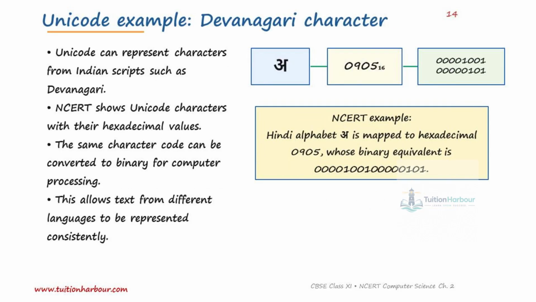Unicode can represent Indian scripts such as Devanagari. NCERT gives the example of the Hindi character A. It is mapped to hexadecimal 0905, which can then be represented in binary for computer processing.